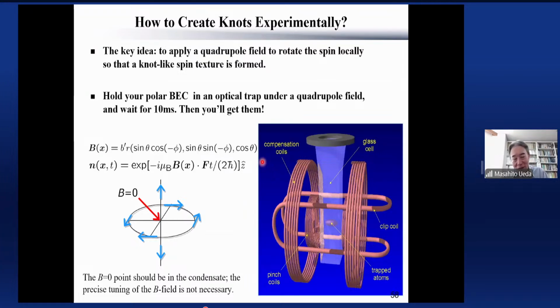And this is a highly non-trivial mathematical structure, but actually we can show that this can be created in a spinor BEC experimentally. The basic idea is to apply a quadrupolar magnetic field to rotate the spin locally so that a knot-like spin structure is formed. And then here, hold your polar BEC in a magnetic trap under a quadrupolar magnetic field and wait, for example, 10 seconds. Then actually you will get a knot-like structure.